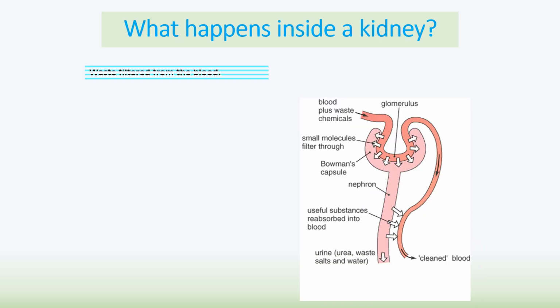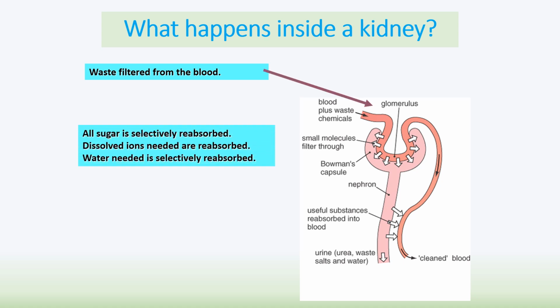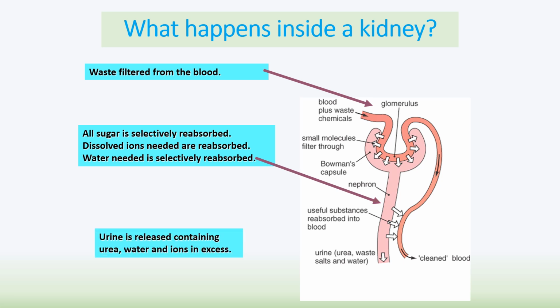So overall, what happens in the kidney is the waste is filtered from the blood in ultrafiltration, which we'll look at in detail shortly. Any sugars, then glucose, is selectively reabsorbed. We should reabsorb 100% of it, and any dissolved ions that need to be reabsorbed are reabsorbed here. Along the whole of the nephron, the water is also selectively reabsorbed into the blood. And then at the end you end up with urine, which contains water, urea, and excess salts.